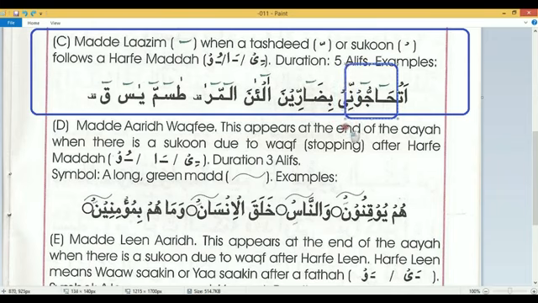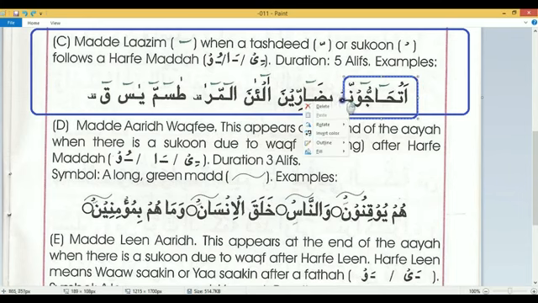Okay, so we have to stretch it because here again we have madde lazim, like waw sakin after a dhamma, that's a madda letter, and it is followed by a shadda. So that's why we have a madda on top, and because of the mad we have to stretch it. That is madde lazim, and we have to stretch it the length of 5 alifs or 5 standing harakas.